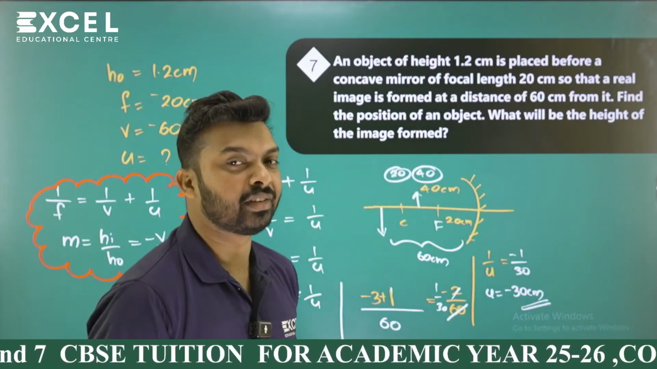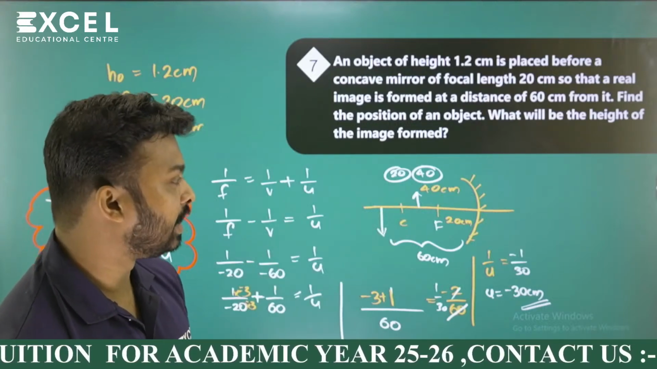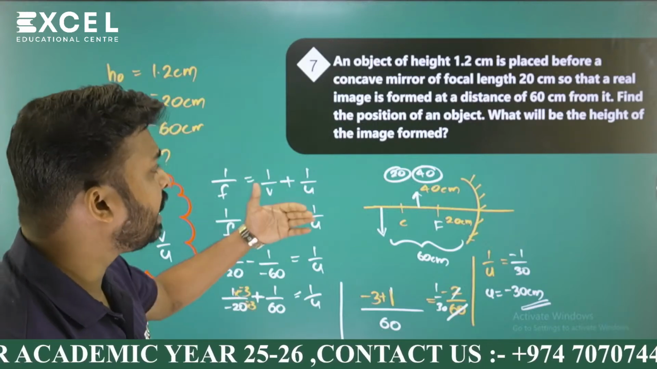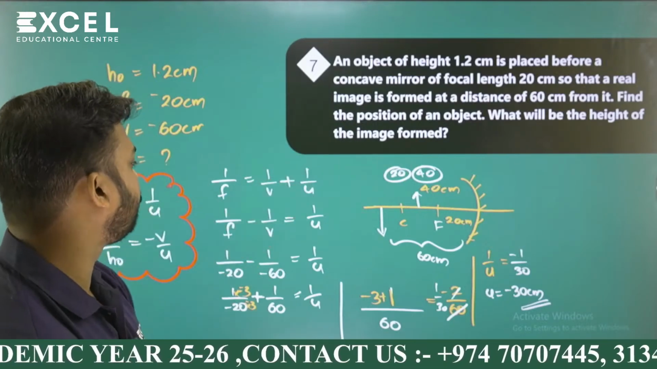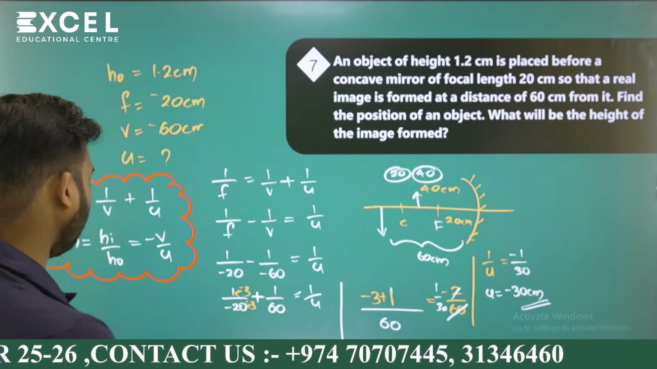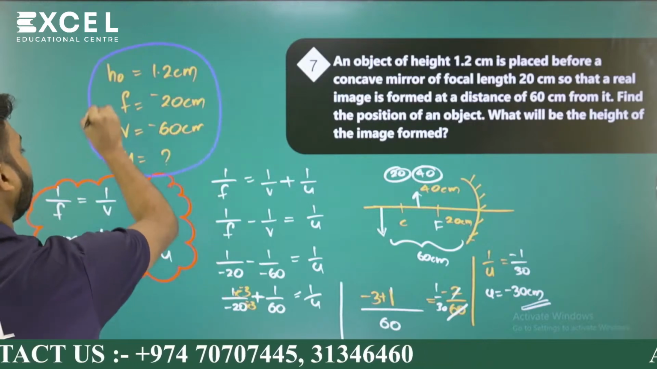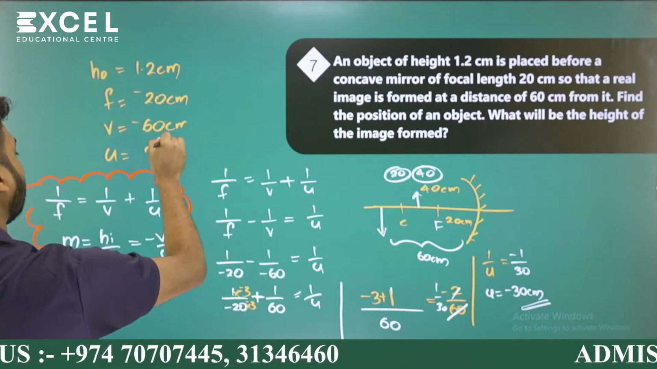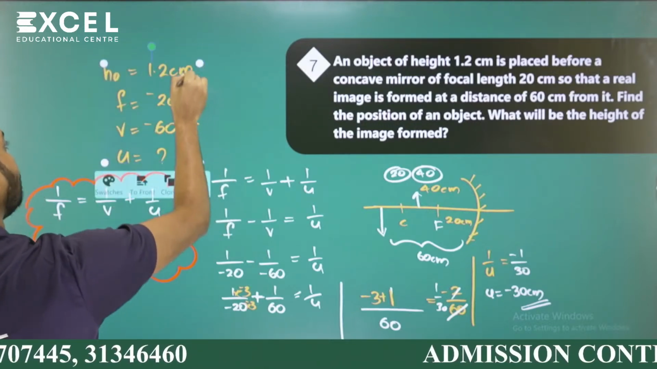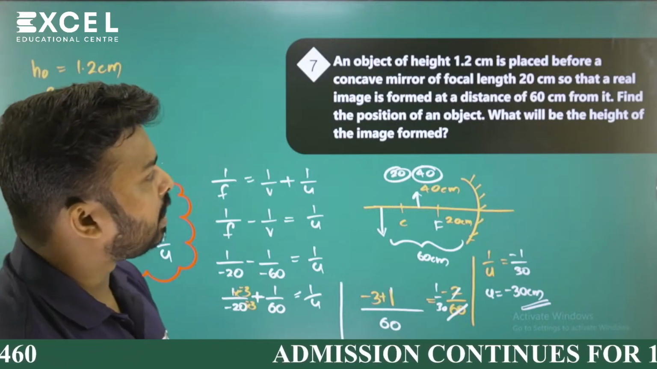Was our prediction right or not? U is equal to minus 30. Our prediction was right. Understood? Now we have to find the next one: what will be the height of the image formed? I'll do it this side. Wait. So we need to find the height.